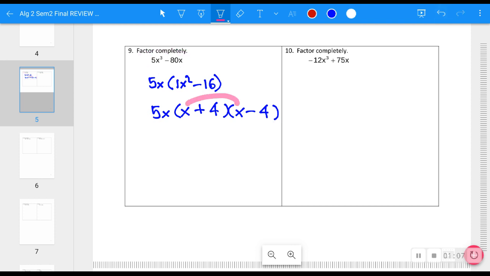There's your x squared. Here's your minus 16. You've got a 4x minus a 4x that doesn't appear up there because it cancels. And then to check the previous step, you distribute.